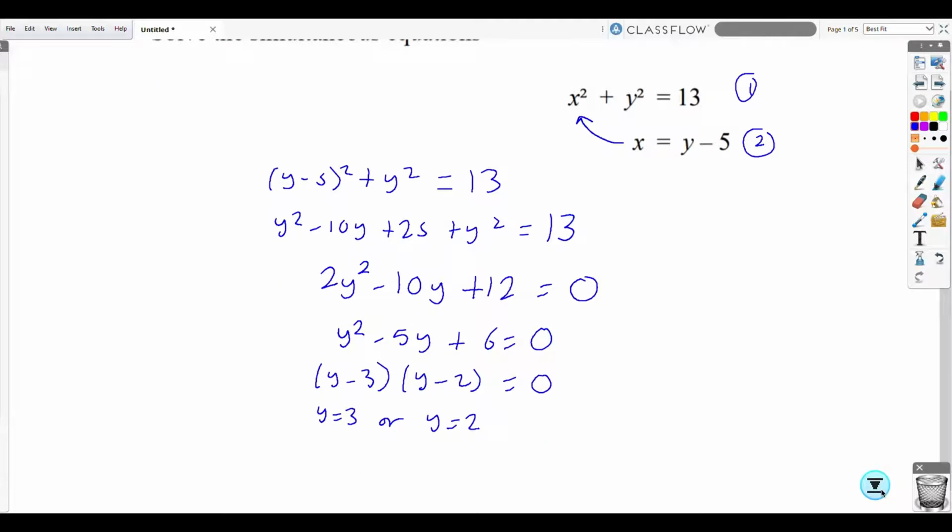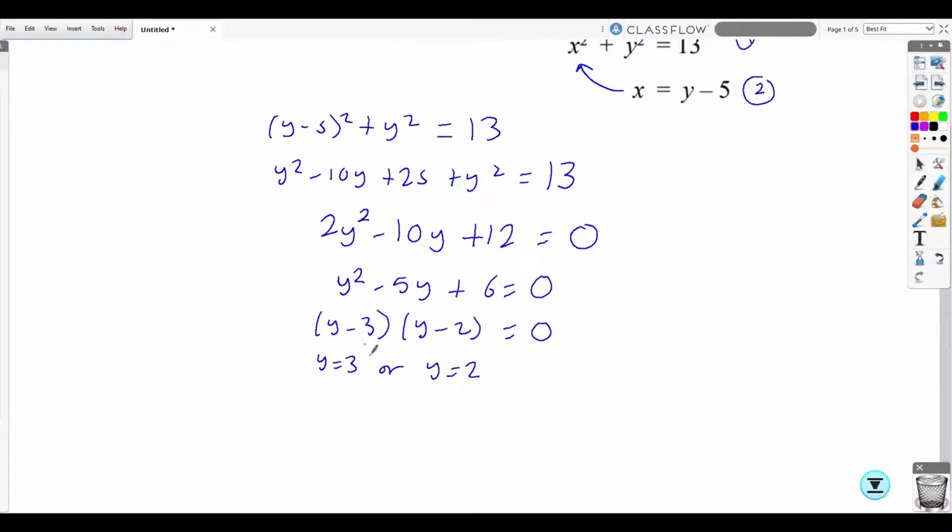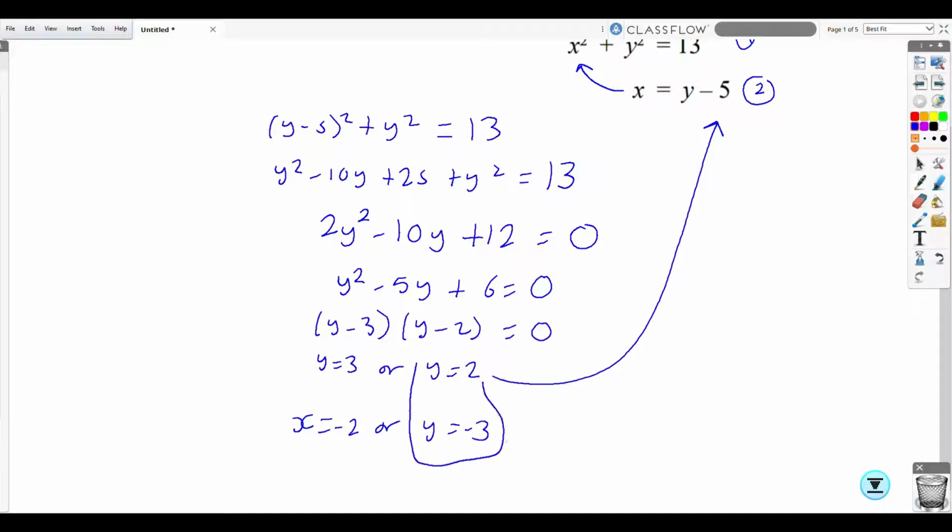Now we're almost there. What we need to do is find x by substituting these back into equation 2. So if we know that y is equal to 3, we've got 3 minus 5, which is minus 2. And if y is equal to 2, that's 2 minus 5, which is minus 3. Just get rid of that y and turn that back into an x. So now you have your two sets of solutions, (3, minus 2) and (2, minus 3).